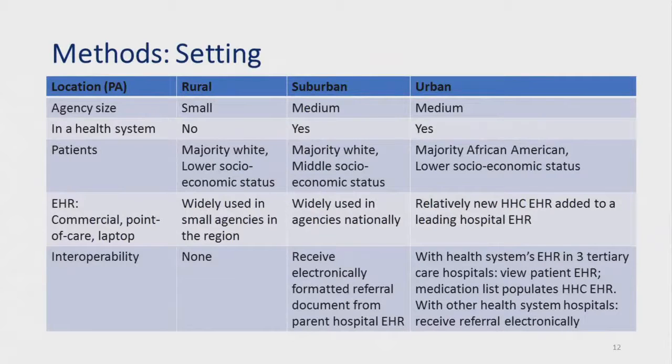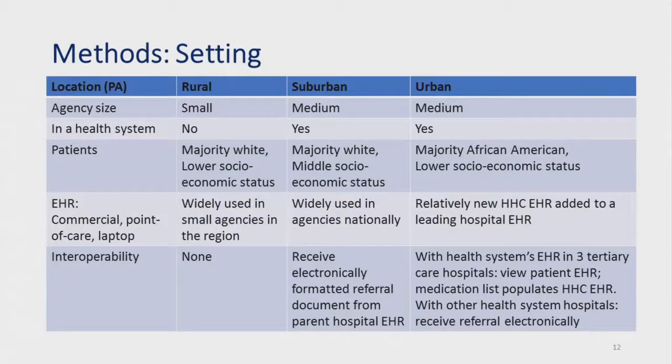The rural agencies was from a company that provided EHRs to small agencies in the region, as far as Ohio. The suburban had an EHR from a nationally ranked company, and the urban EHR was quite interesting. It was a relatively new home health care EHR that was added to the product line of the leading hospital EHR vendor. So that tells you who it is, right?